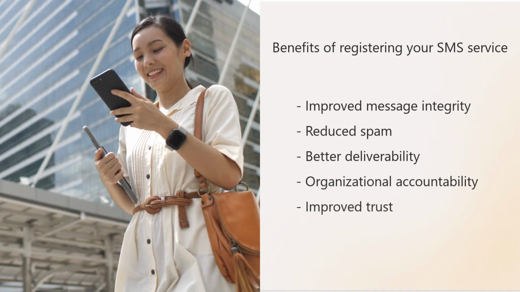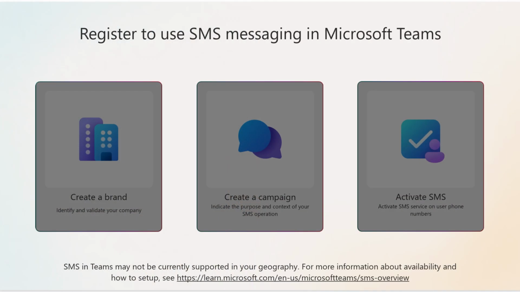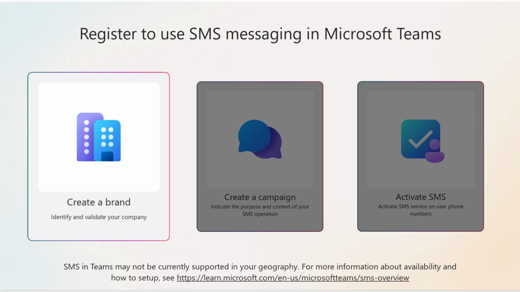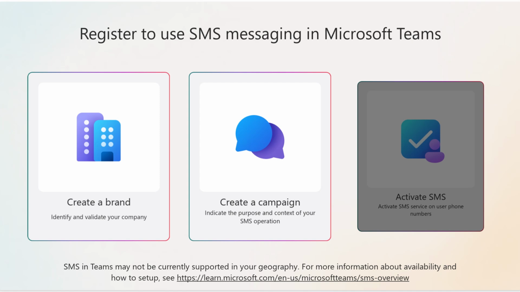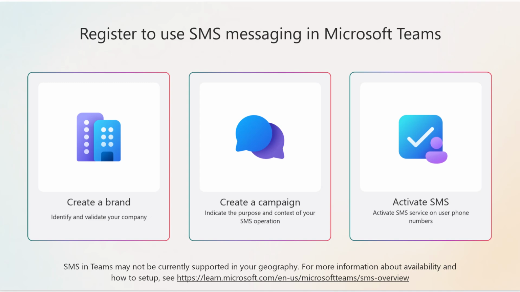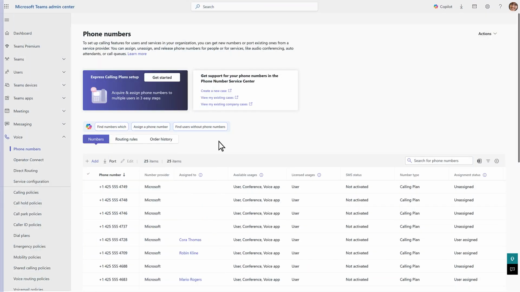You can enable SMS messaging for users in your organization in 3 steps. 1. Create a brand, used to identify and validate your company. 2. Create a campaign, used to indicate the purpose and context of your SMS operation. And 3. Activate SMS on Teams phone numbers to enable the service for your users. Let's start by creating your brand.